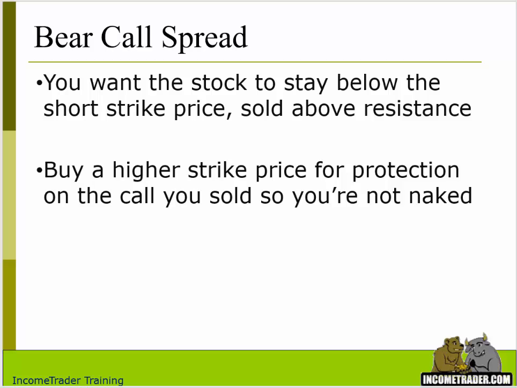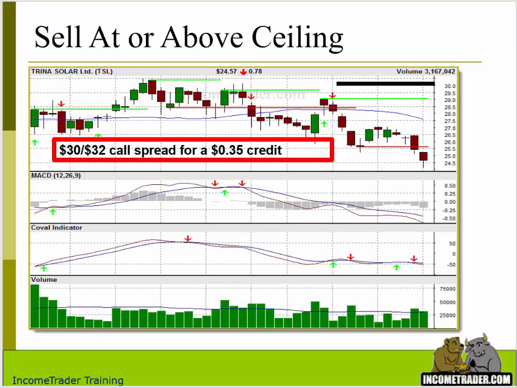Now I want you to consider a bear call credit spread. So the bear call credit spread means you'd like the stock to stay below a resistance area. So maybe you find a stock that's kind of sideways or even heading down overall, and you say, okay, I think the stock is going to stay below this area of resistance. So you're going to sell a short strike price right above the resistance area. And because we don't want to be naked, we're going to buy a higher strike price for protection on the call you sold, so you're not naked.